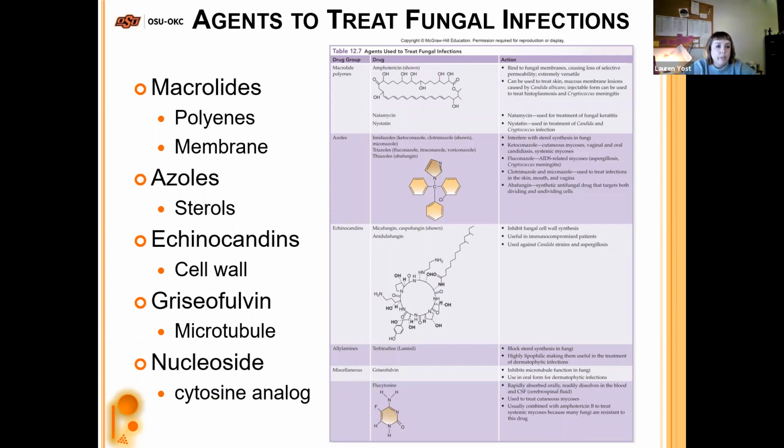For treating fungal infections, we have the macrolides, the azoles. That's a pretty big one. You should definitely probably be aware of the azoles.